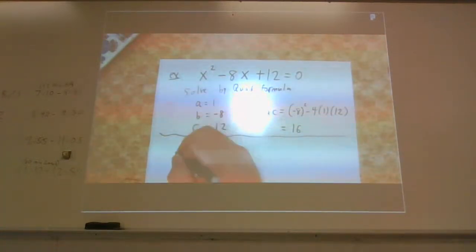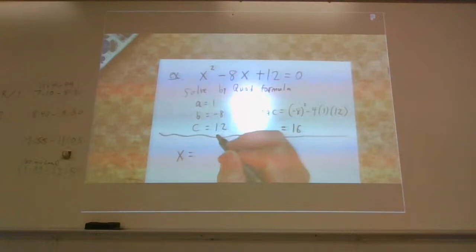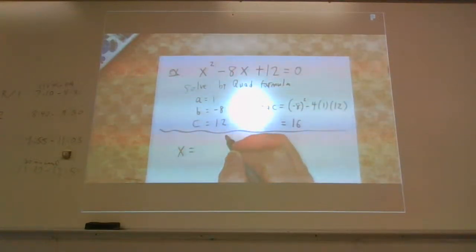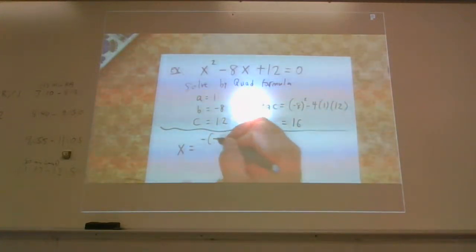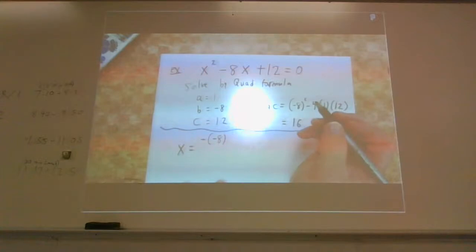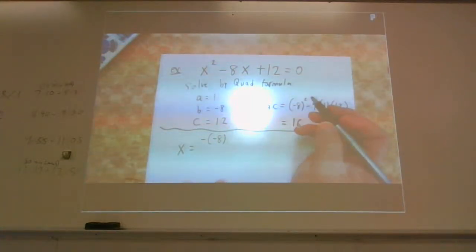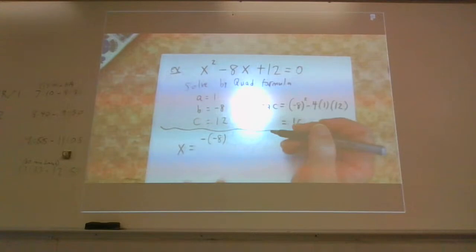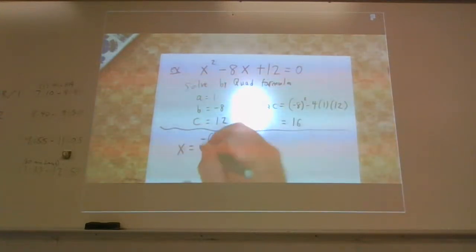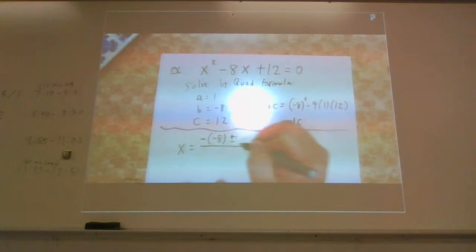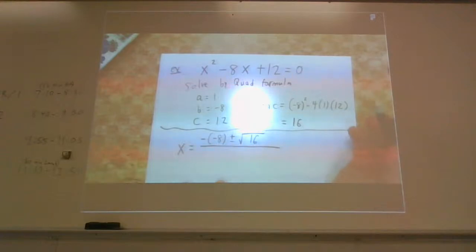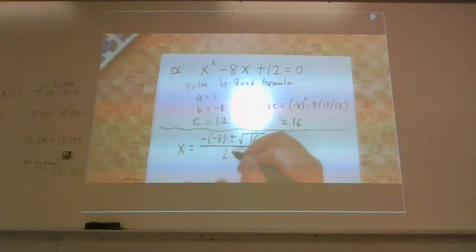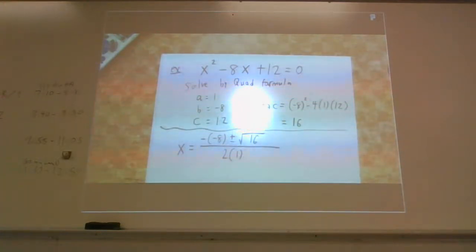The quadratic formula is x equals, now, watch what I write, but listen to what I say. Negative b. I said the words negative b. The b value was negative 8. So if I say negative b, I'm saying the negative of negative 8. It's very strange. Plus or minus the square root of the discriminant, which I already know is 16, because I did that separately. The whole thing over 2 times a. In this case, my a value is 1.